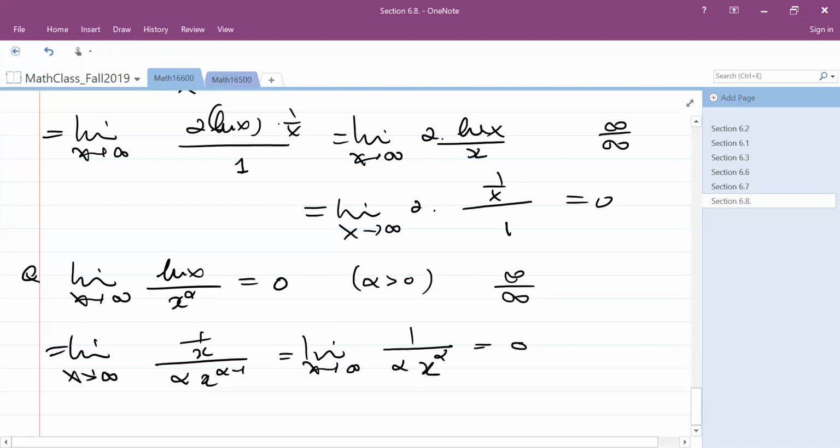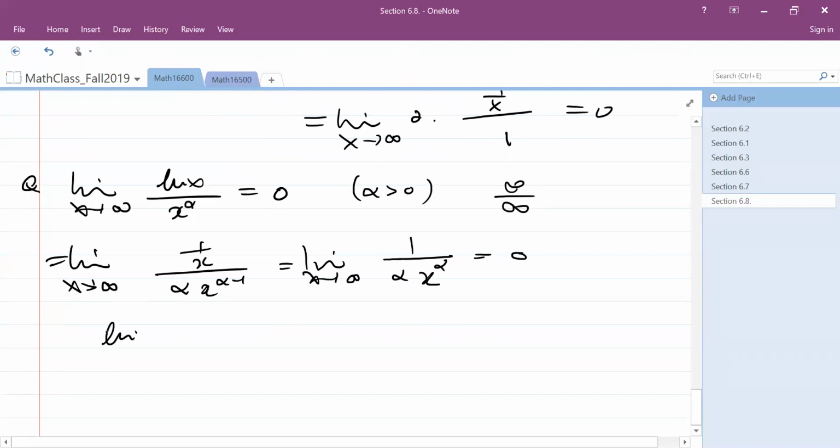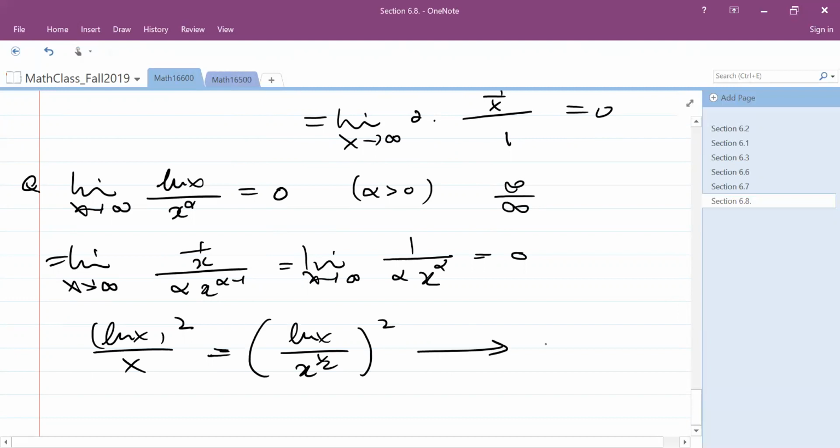Because I know that, therefore, natural log of x squared over x can be written as natural log of x over x to the 1/2, squared. So inside, it's already approaching 0, and then squared, this is going to be 0 squared as x approaches infinity. So you can see that the limit is 0. You can get the result in a different way. Natural log of x over x to a positive power approaches 0, and of course, its square approaches 0.